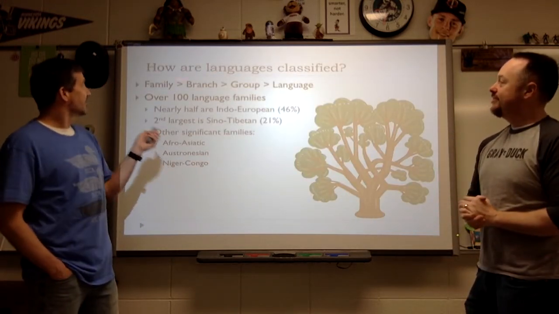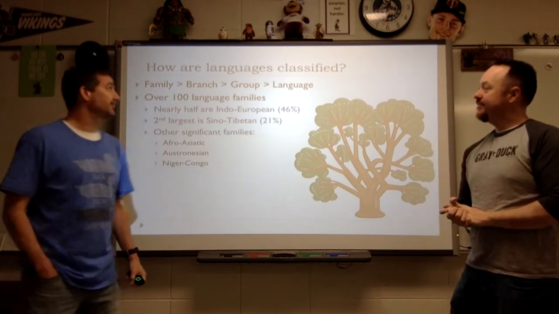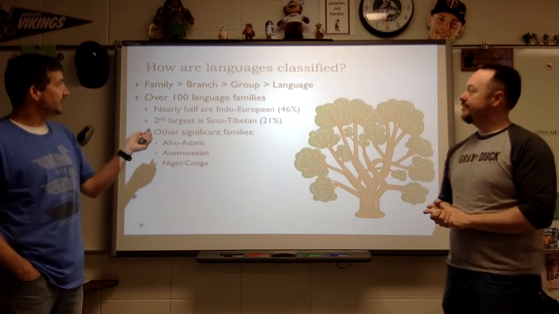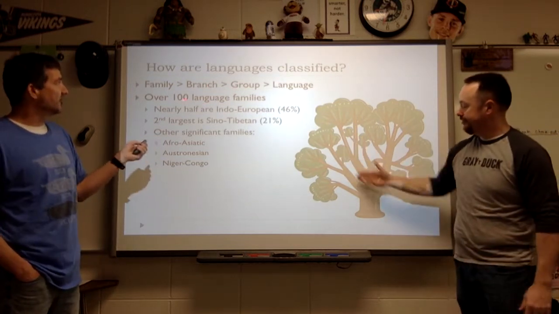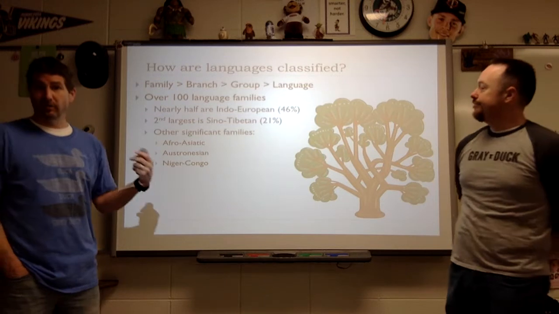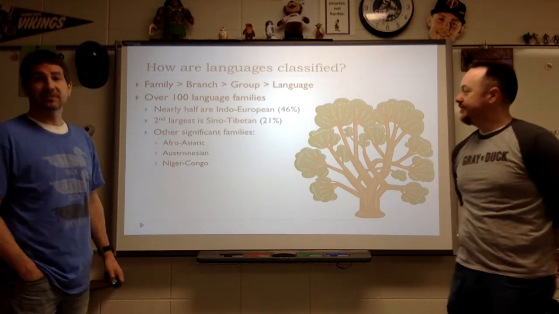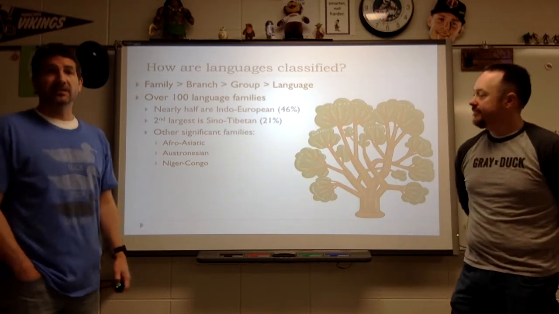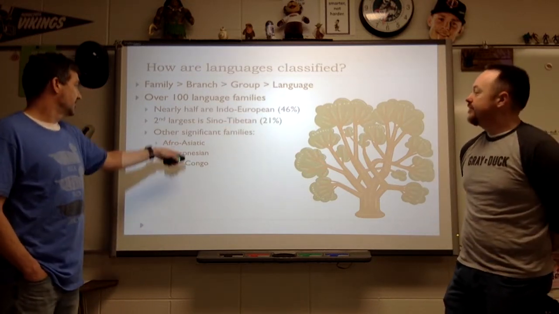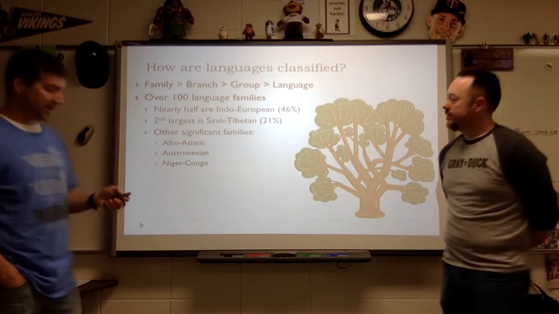So we're going to talk a little bit about how languages are classified. Again, you've got family, which is the ancient people. You've got branch, you've got group, and then you have the language itself. Again, we look at over 100 language families. Do we really care about a lot of them? No. We really care about Indo-European, about 46%, and Sino-Tibetan because that's the Chinese languages. There are some other ones that we'll get into: Afro-Asiatic, Austronesian, and Niger-Congo.